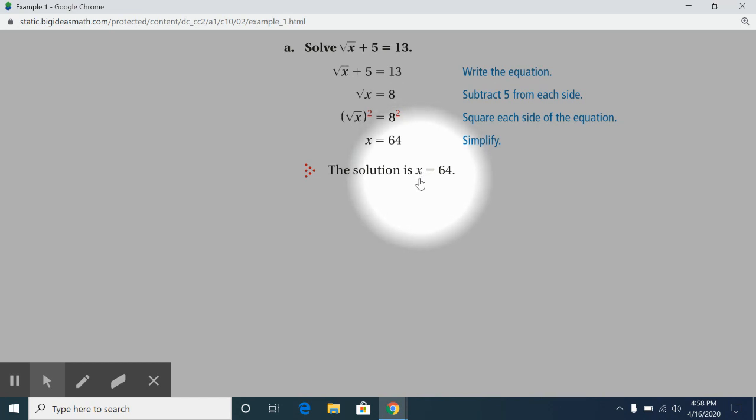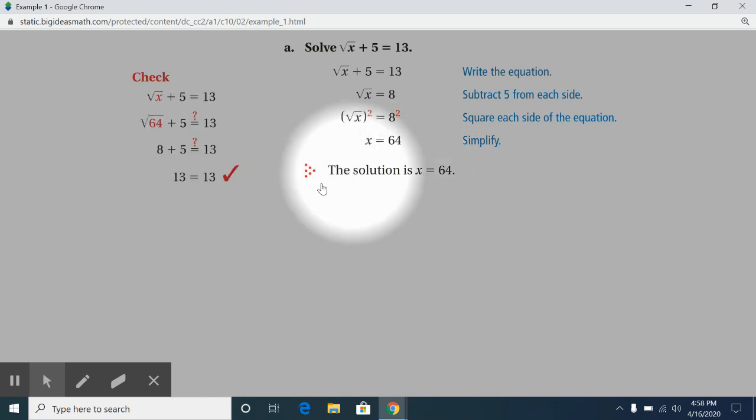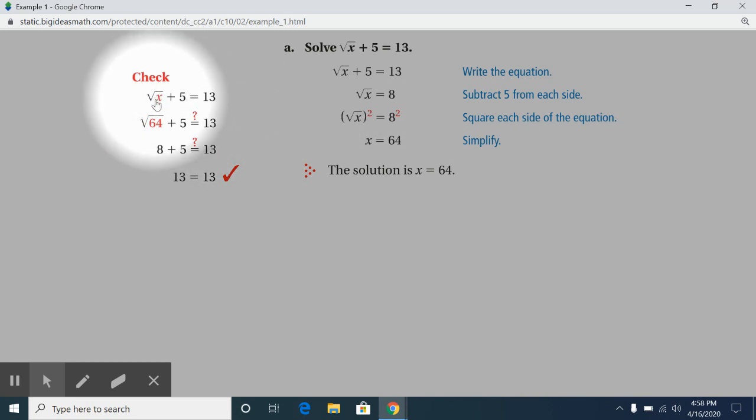In a minute, I'll show you that you can always check your answer, of course. Here it is. If we plugged 64 into the original equation, does it work? Well, the square root of 64 is 8, and 8 plus 5 does equal 13. So we can check our answer that way.